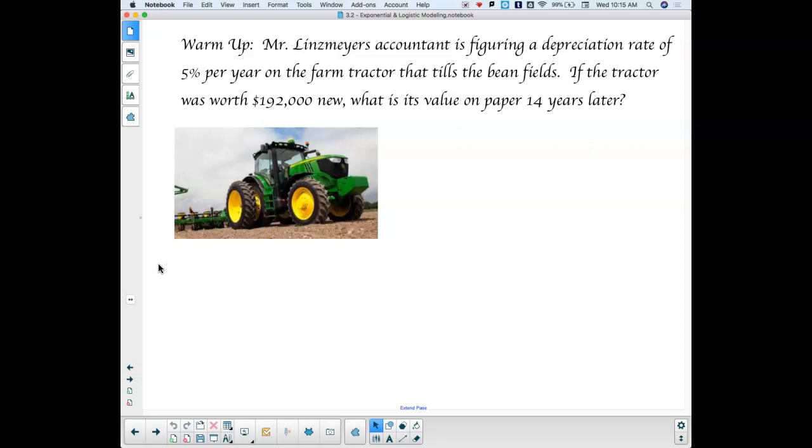Mr. Linsmeyer's accountant is figuring a depreciation rate of 5% per year on the farm tractor that tills the bean fields. If the tractor is worth $192,000 brand new, and that's actually quite a deal for that tractor, the one pictured there is probably about a $285,000 piece of machinery, at least. What is the value of that tractor after 14 years is my question. It's a great question, so let's go with that one.